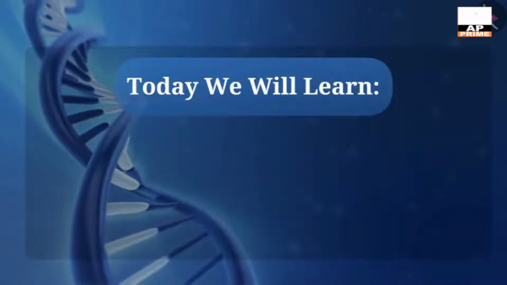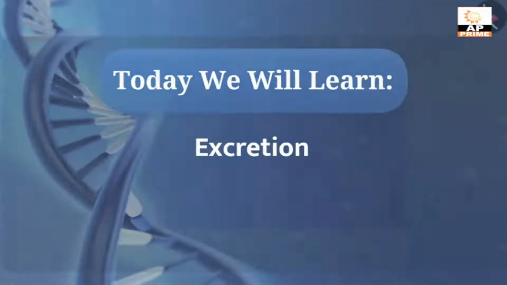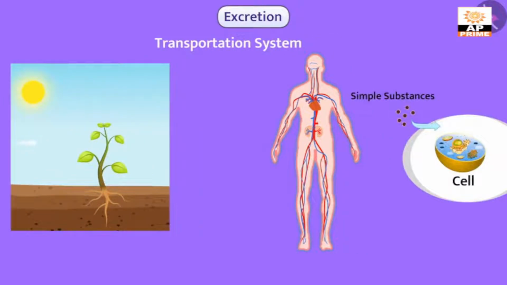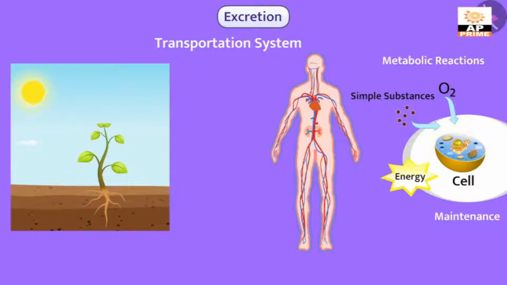Today we will learn about excretion. In the previous video, we have learned that oxygen and nutrients are transported to every cell of the body with the help of the transportation system. With the help of these simple substances and oxygen, metabolic reactions take place in the cell, which helps in energy generation and maintenance activities in the cell.